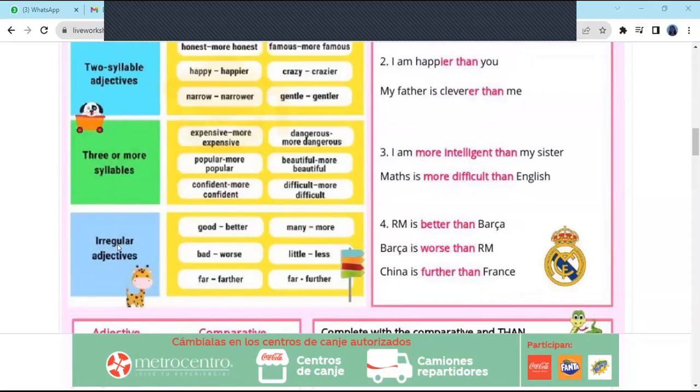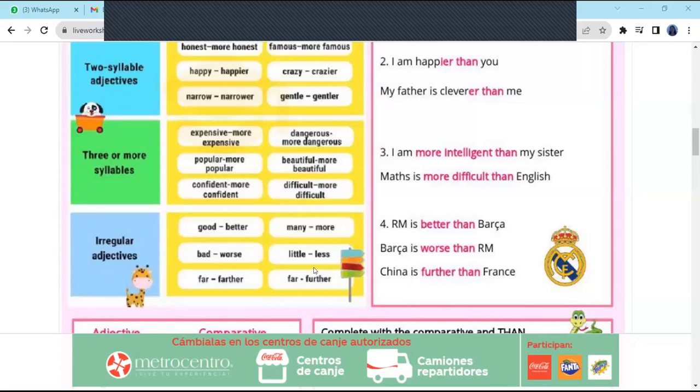And then we have some irregular adjectives. For example, good is no gooder, it's better, the comparative. Bad is no badder, it's worse. So it's irregular. Far is farther. Many, more. Little, less. Far, further. So you can write it in these two ways, the comparative of far.